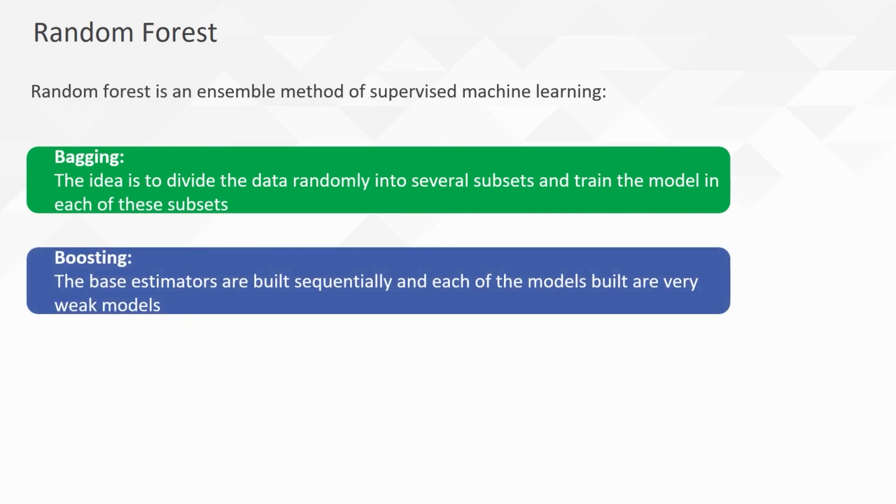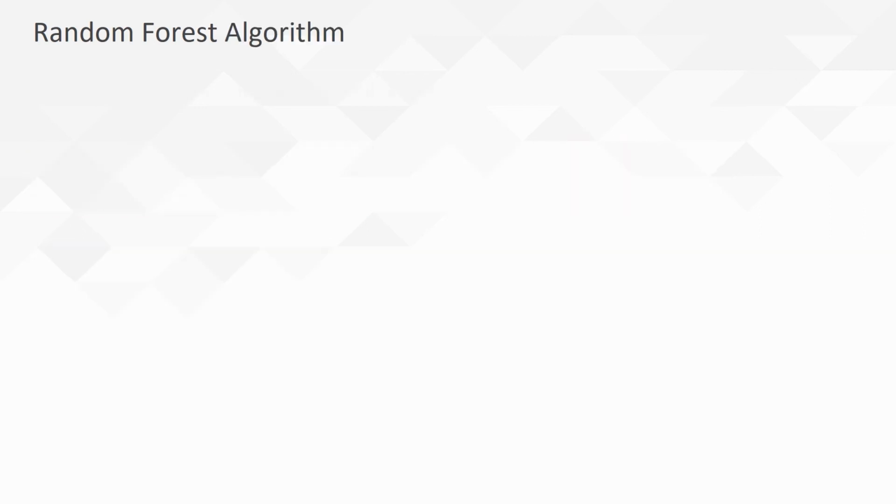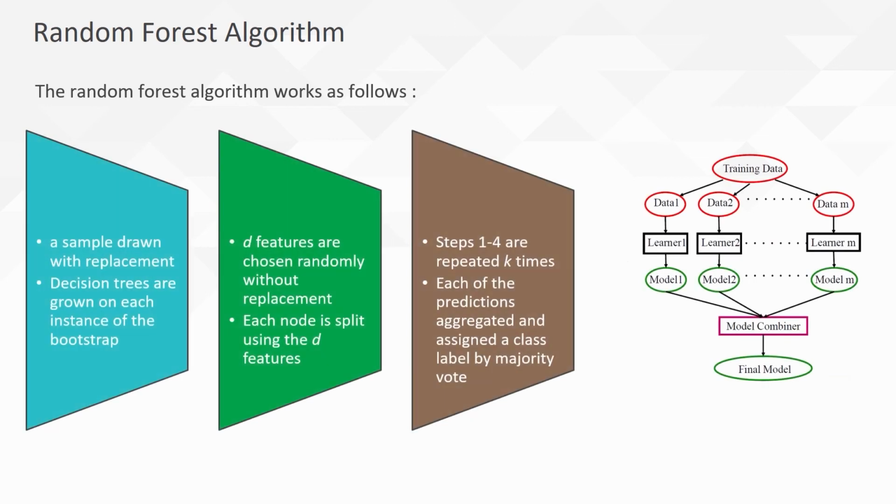And boosting. In the case of boosting, base estimators are built sequentially, and each model built is very weak. The objective, therefore, is to build models in sequence where the latter models try to reduce the error from the previous model and thereby reduce bias, which is underfitting. The following diagram illustrates how the random forest algorithm works.